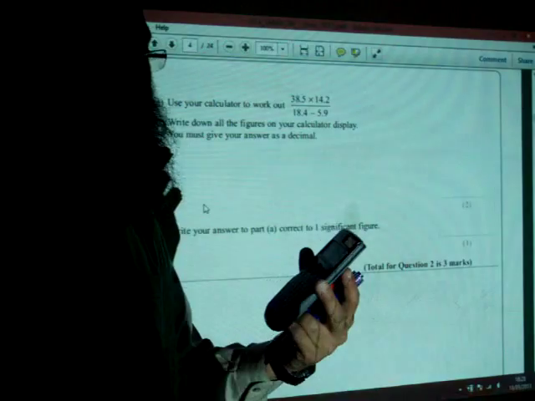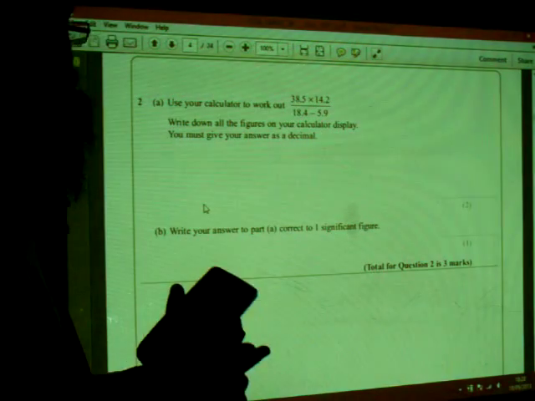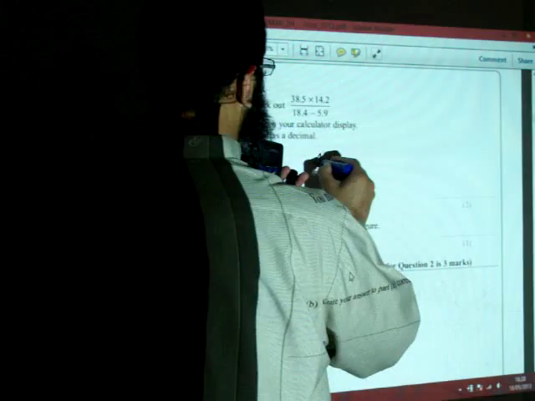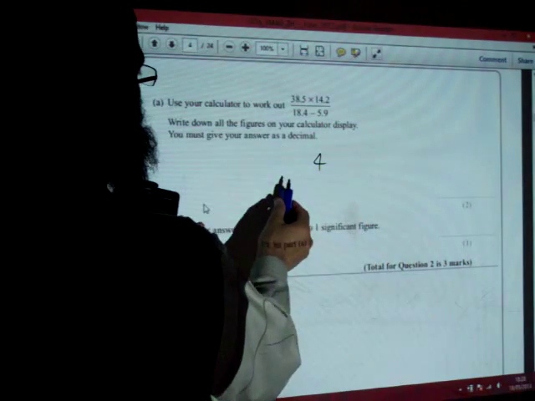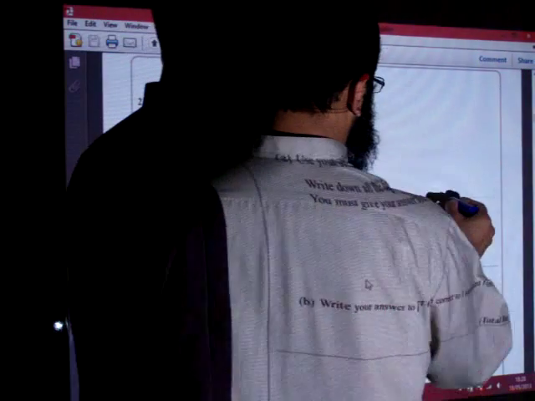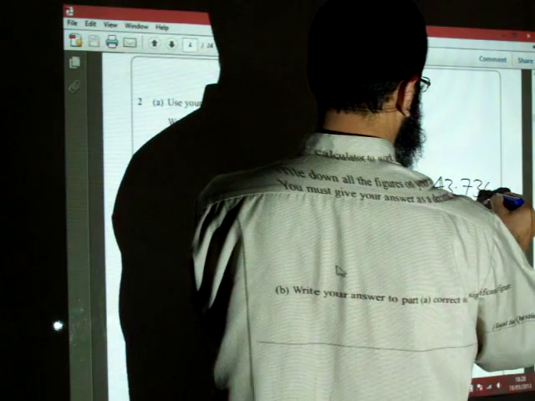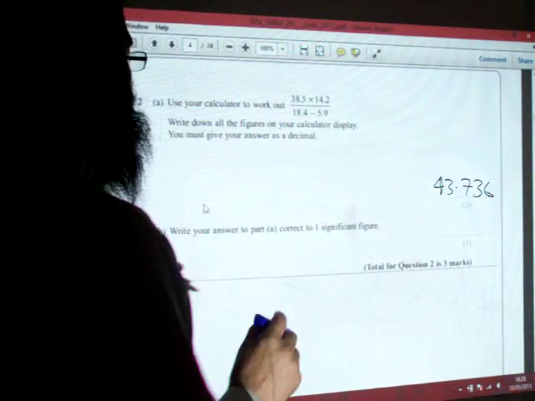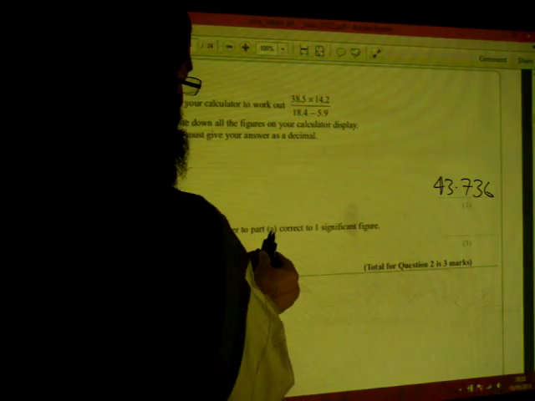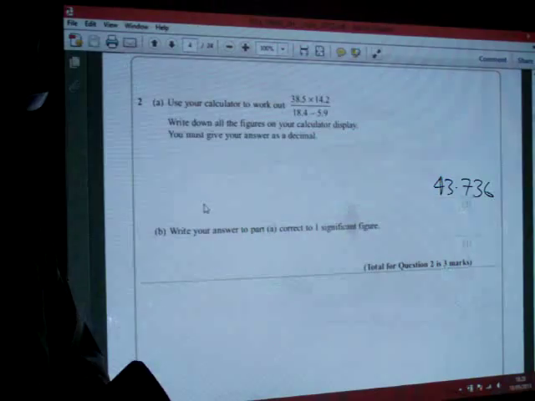Is that what you got, Isa? 43.736 on your calculator? Yeah. It says you must give your answer as a decimal, write down all the figures on your calculator display. So we get 43.736. Now it says write your answer to part A correct to one significant figure. Now, what is a significant figure?